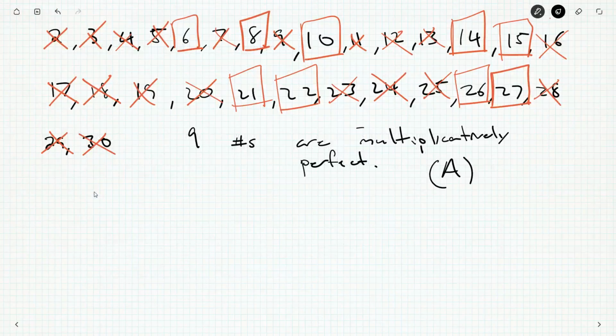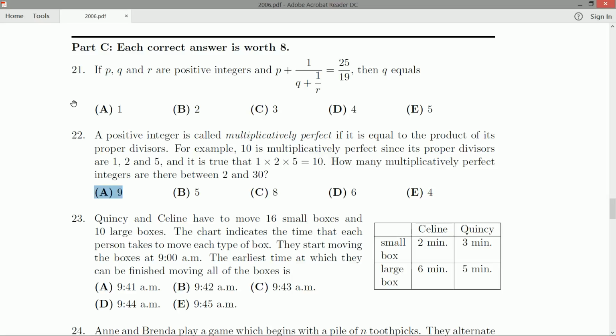Okay. So, yeah, not a whole lot to say. Interesting concept. I wonder how you would have tackled it if you didn't know what a fast way to count the number of factors is. I suppose it is sort of a limited range of multiplicatively perfect integers between 2 and 30. I mean, it was a short enough list for me to write out.